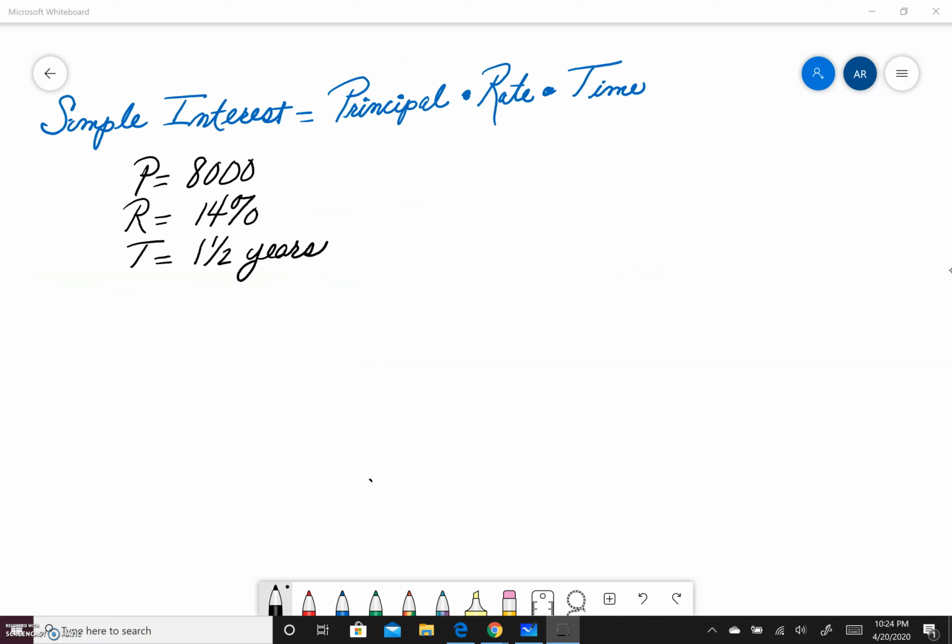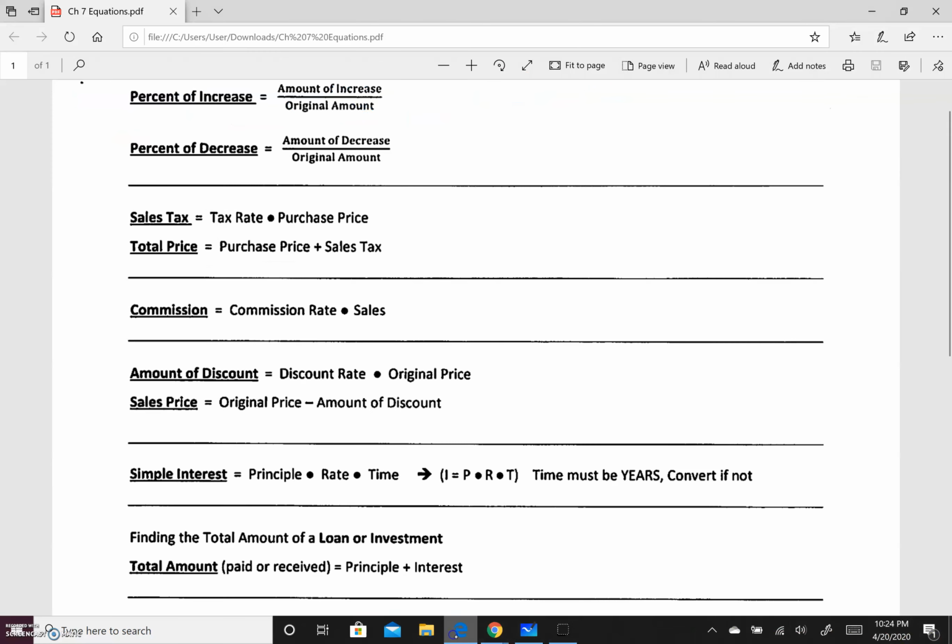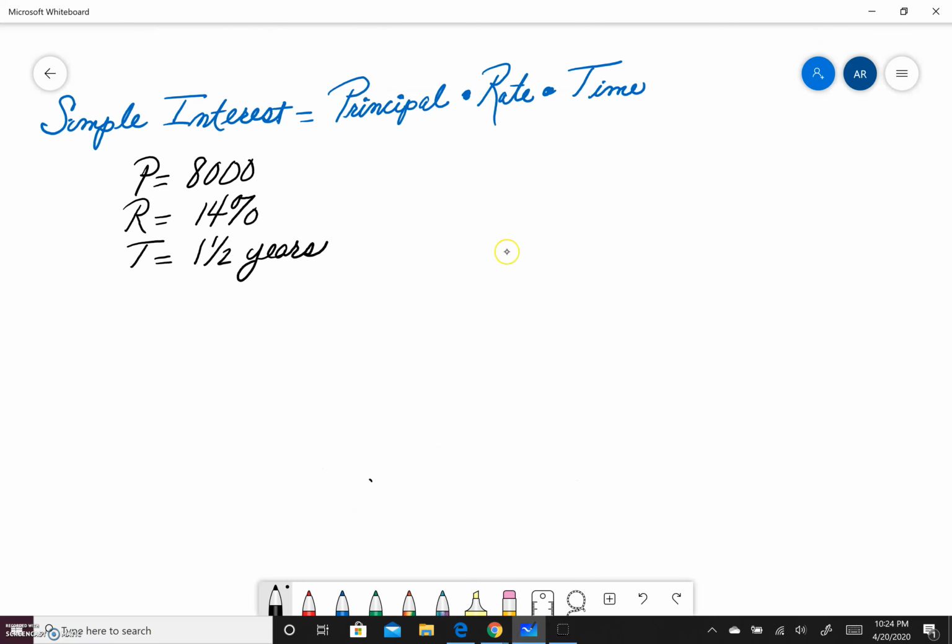This is our last problem. This problem, we're looking to solve for the simple interest. This is on our equation sheet. Just to show you, that's down here towards the bottom, the simple interest, which is your principal times your rate times your time. And if you notice here, some of your homework problems, they try to trick you a little bit. They have the time in months, and you have to convert that to years. But on your quiz, I will be giving you the time in years, so you won't have to worry about that. Only on your homework.